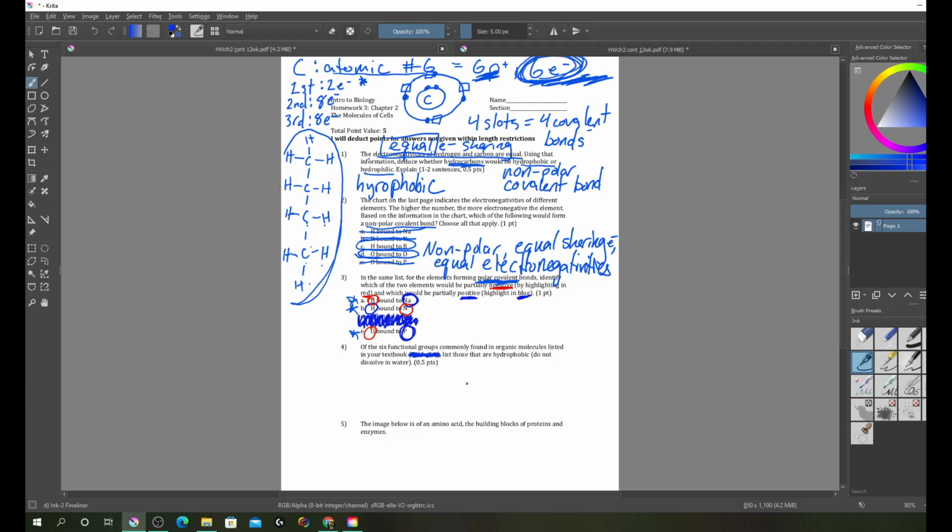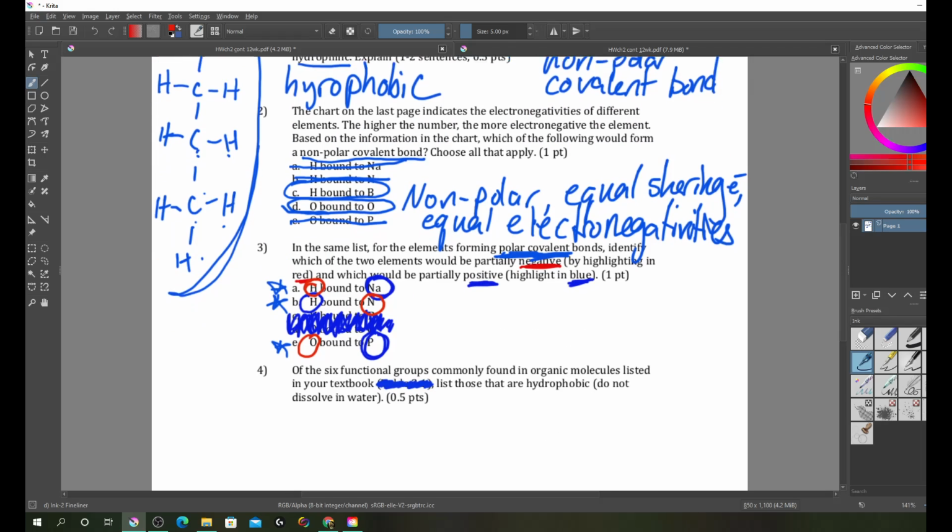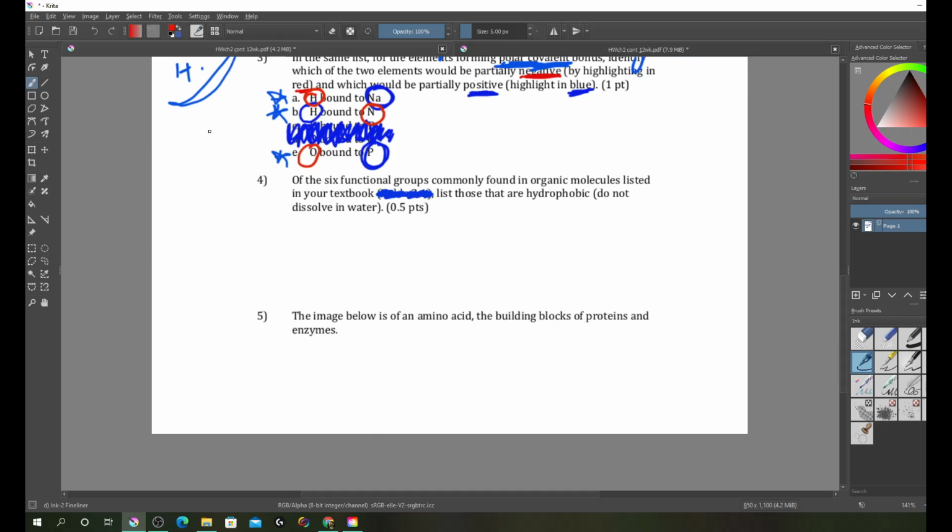All right, so in the 6 functional groups commonly found in organic molecules, list those that are hydrophobic, do not dissolve in water. Okay, so the ones that we talked about in class were, let's see, there was phosphate. Actually, I'm going to do a different color here because I'm running out of space. All right, so functional groups. Maybe I'll do green here to really separate what we're doing.